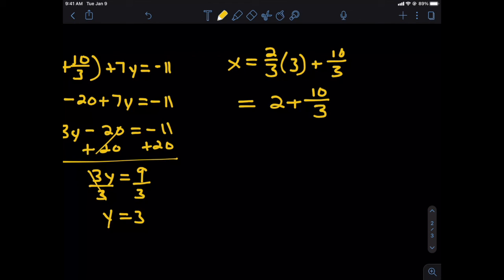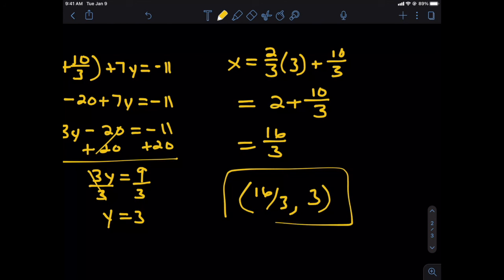If we want to add these two things together, we're going to do 2 times the denominator 3, and then add it to the top. 6 plus 10 is 16, so x is equal to 16/3. Here's our y. Here's our x, which means we can give ourselves the coordinate 16/3, 3 for our final answer.